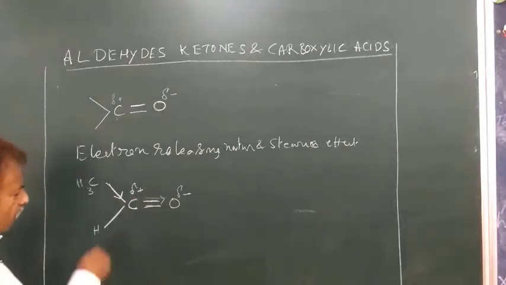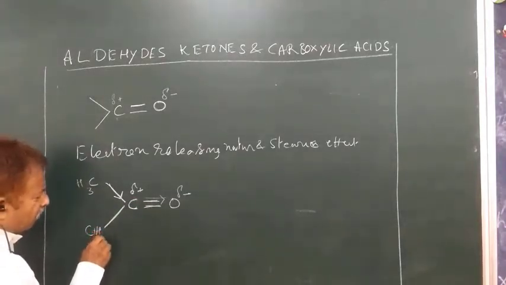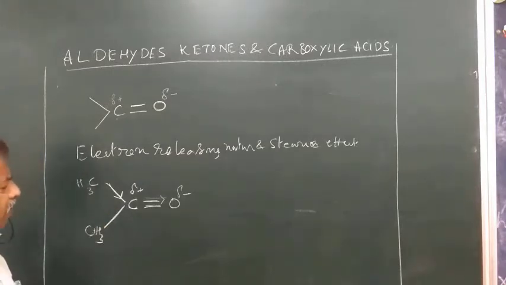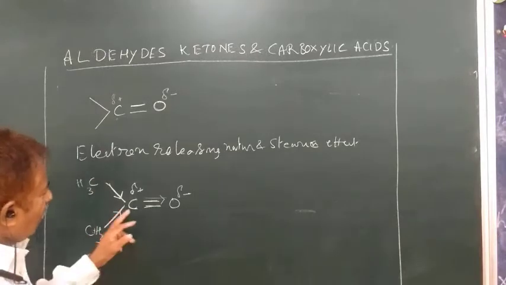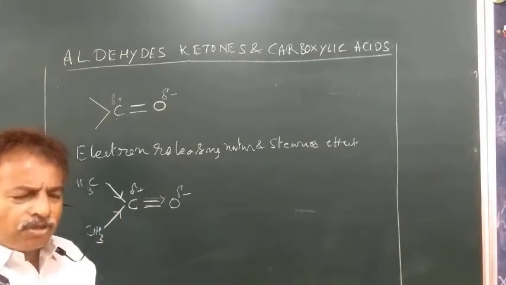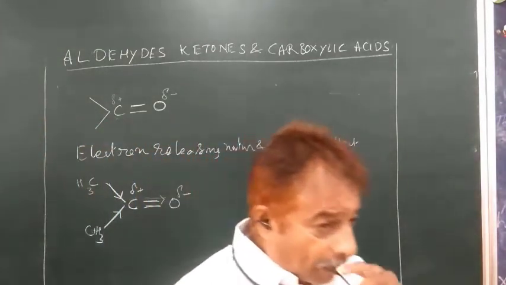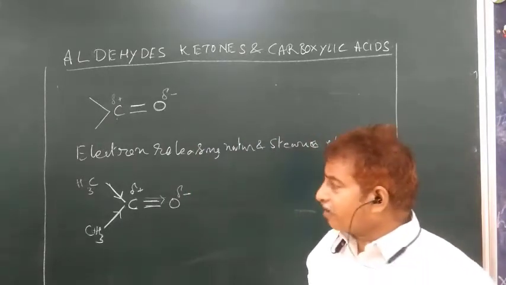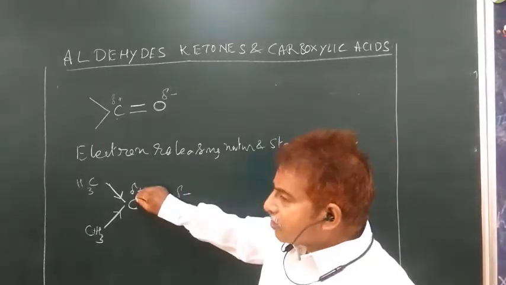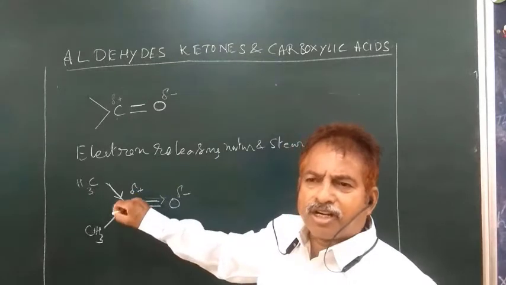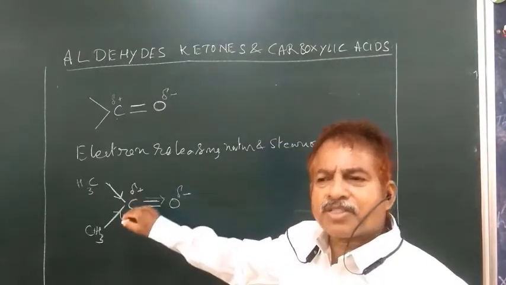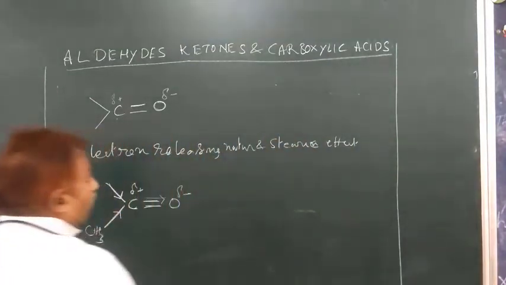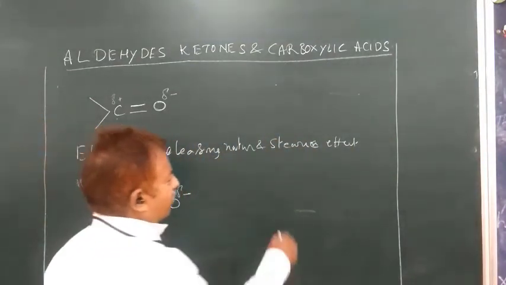If it is a ketone, then both bonds are with alkyl groups, therefore electron release happens from both. Since both the alkyl groups release electron density towards the carbonyl carbon, the positive charge is almost neutralized, and of course the nucleophilic attack becomes less.